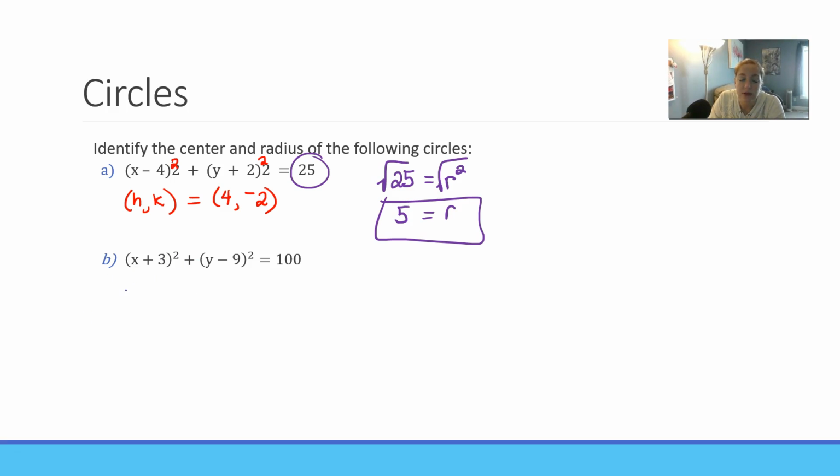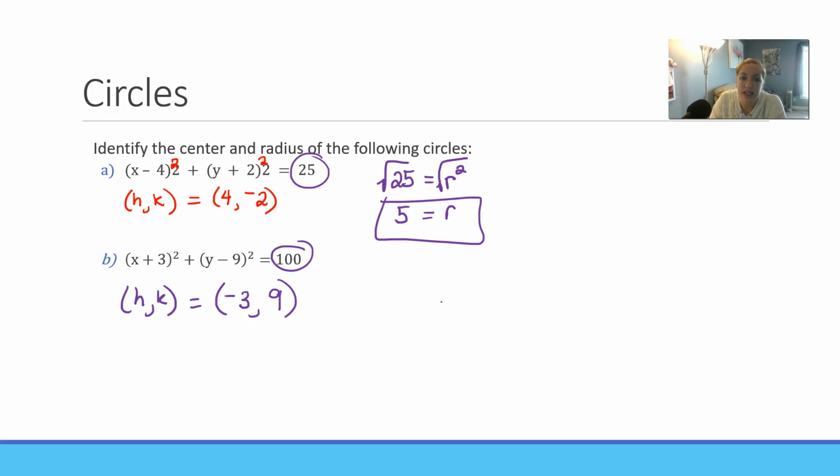Let's try that again though. Let's start with our center, (h, k). So what is our center on this one? What's being subtracted from x? So it's +3, so we need to flip the sign to a -3. Same thing with y, -9 flips to a +9. So you're just changing the signs on each one of those.